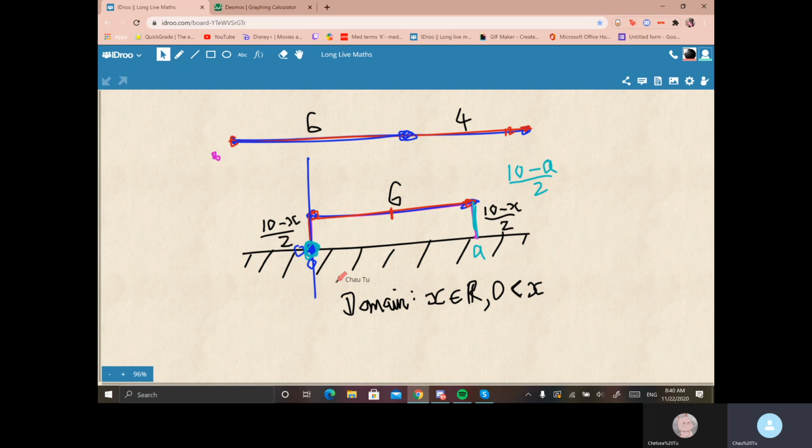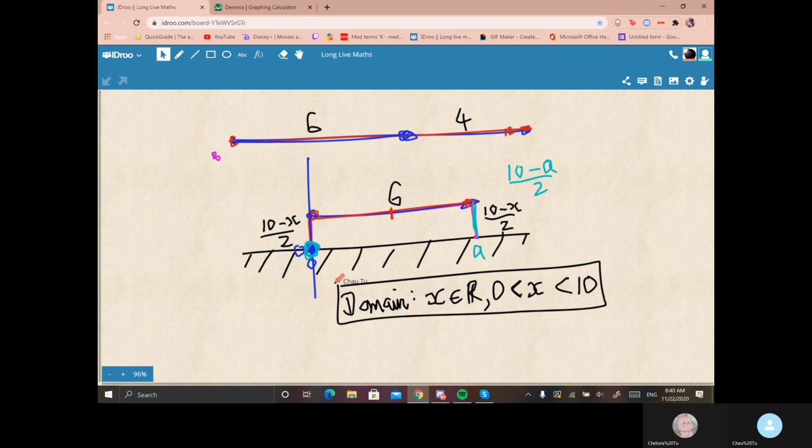So that's your domain, is it? Yes. Oh, and X has to be less than 10. Can it be dead on 10? No. Make up your mind. Well, if you have a length of 10, then you're not going to have a height. So if you're not going to have a height, you're not going to have an area. Okay, fair enough. Okay, so the domain is given by this.